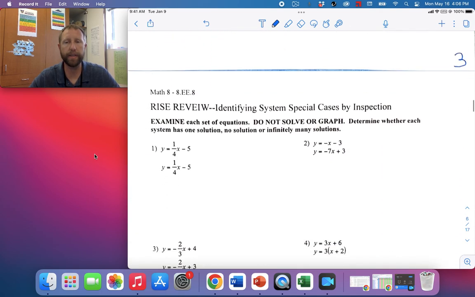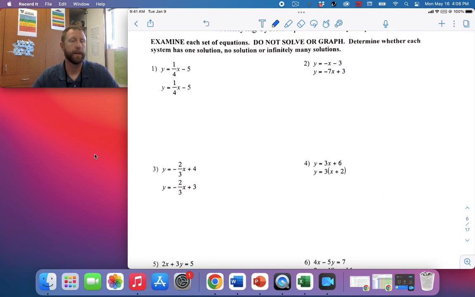So on the next page, page 4, if you know what to look for, these aren't so bad. Look for the slopes and look for the y-intercepts, especially these first 4. For these first 4 problems, it says examine each set of equations, don't solve or graph, determine whether each system has one solution, no solution, or infinitely many solutions. For number 1, take a look. 1/4, 1/4. Same slope. -5, -5. Same y-intercept.